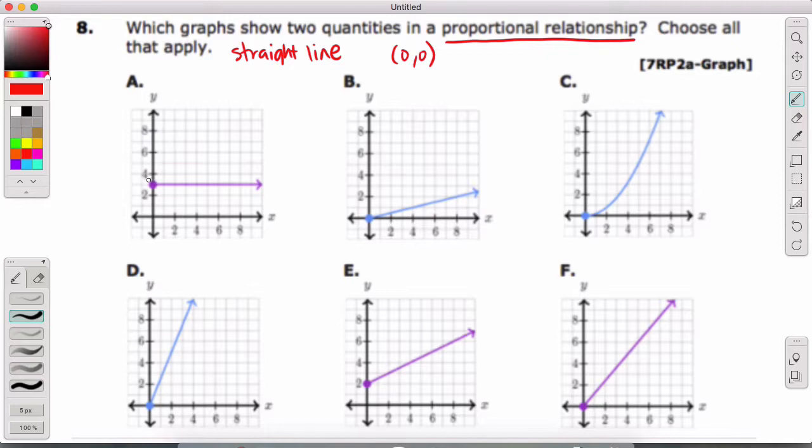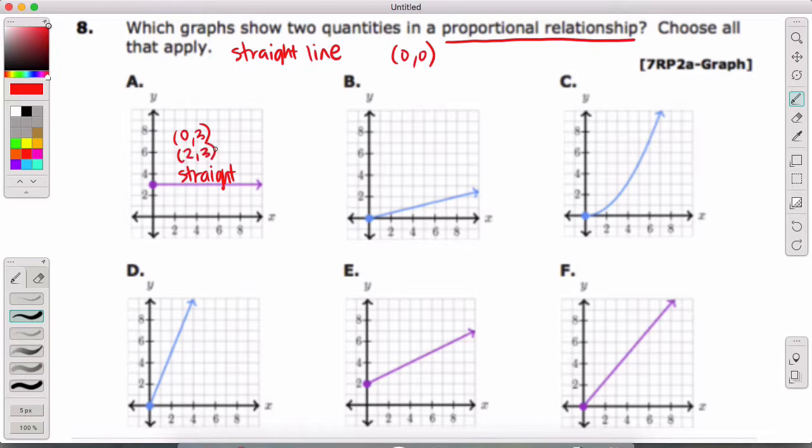So let's take a look at this one. Is this one a straight line? Yes, it is. It is straight. Does it go through the origin? No, it does not. So this one is not proportional. And we could also, if we wanted to dig a little deeper, put some points on here. 0, 3 is a point. And we also have the point 2, 3.